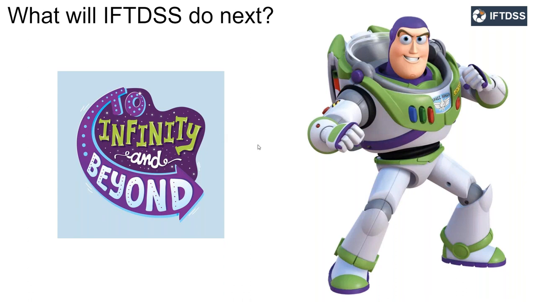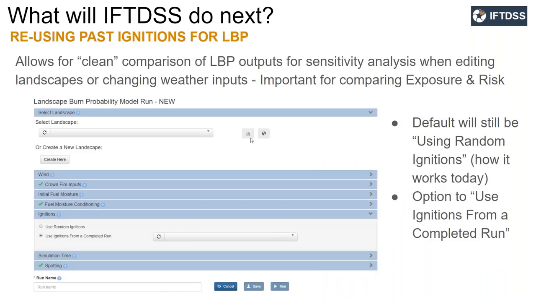All right. So this is kind of what's coming next, and some of the next is very soon, some of the next is just starting development. We're making decisions on it, so a little longer time frame than that. But Caroline alluded to it a little bit earlier when she was talking about the landscape burn probability model. We're going to add one little enhancement to the inputs that you can do when you run that model specifically, the landscape burn probability model.